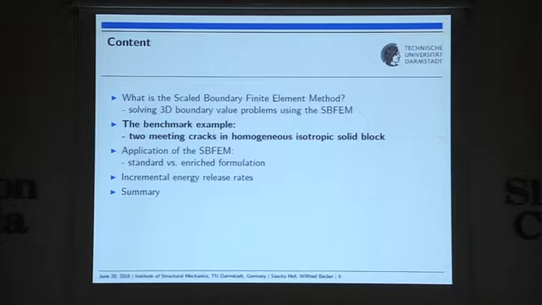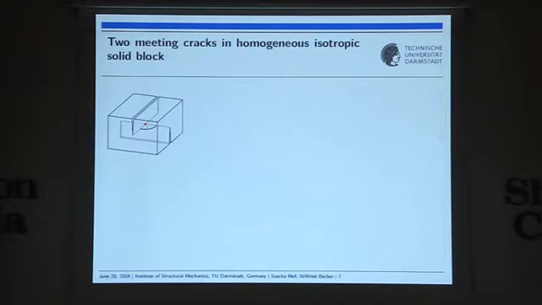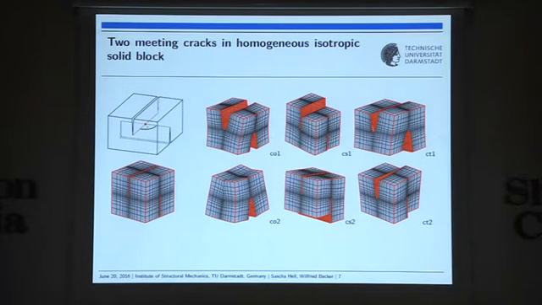Now we come to the benchmark example which we want to consider, which is the case of two meeting cracks in a homogeneous isotropic solid block. Here we see this, and this can be a typical boundary mesh which you can use with the scaled boundary finite element method. And these are the 6 resulting deformation modes which are associated with singular stresses for this configuration. So we have 2 crack opening modes, 2 crack shearing modes, and 2 crack twisting modes.